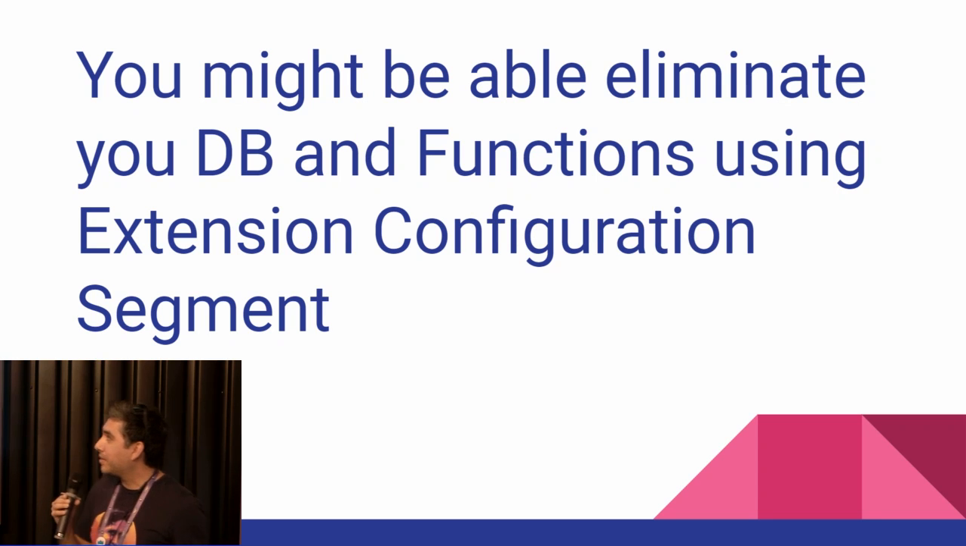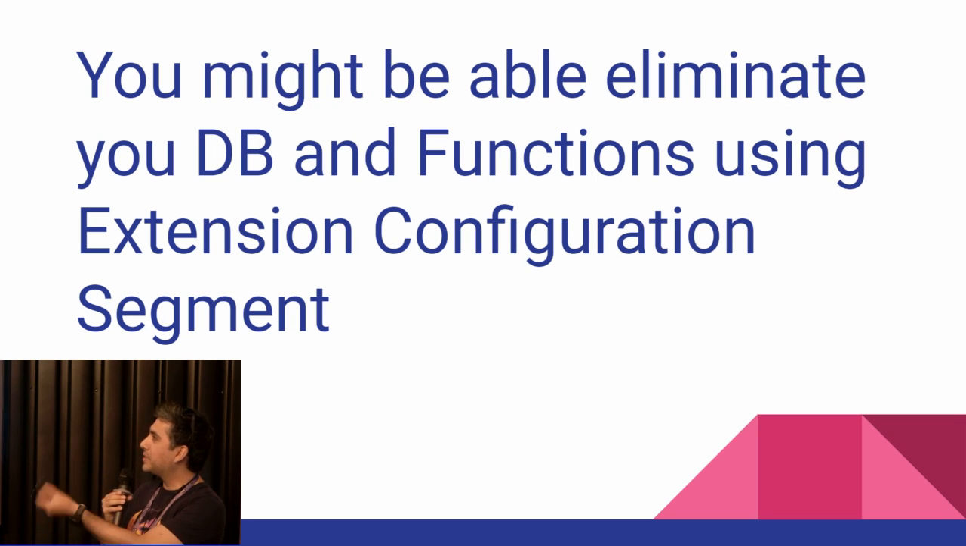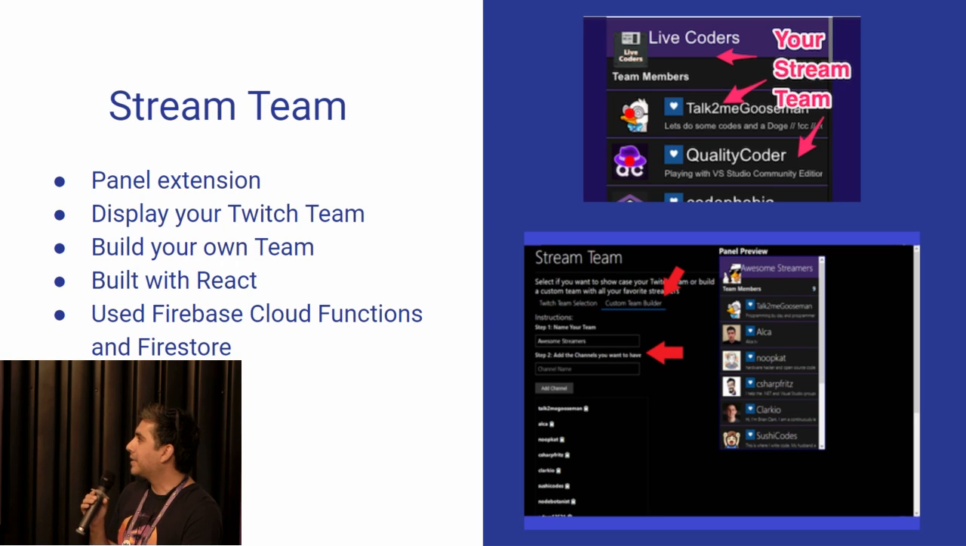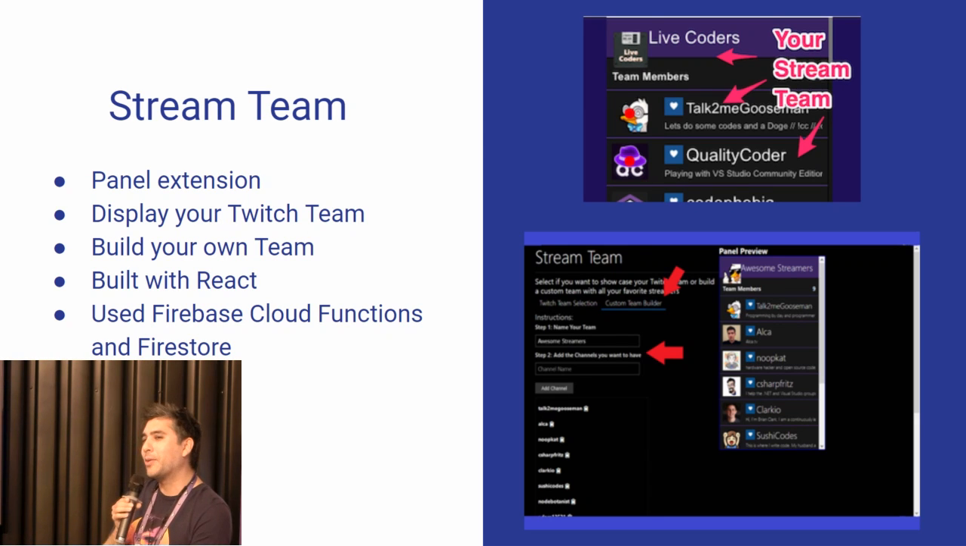So the lesson learned from this is that you might be able to eliminate your database and even some of your function calls by just using the configuration segment that Twitch is offering. So if you are planning to build an extension or already have one, you should try checking this out to optimize your APIs or save some money. On to the next extension, and this one's going to be a little more interesting.